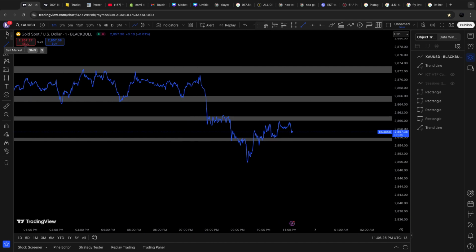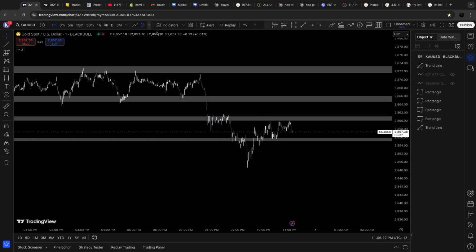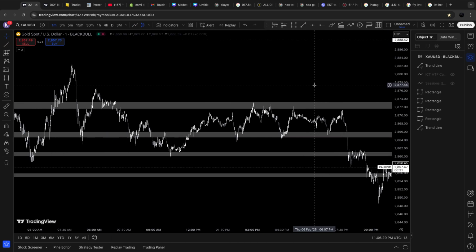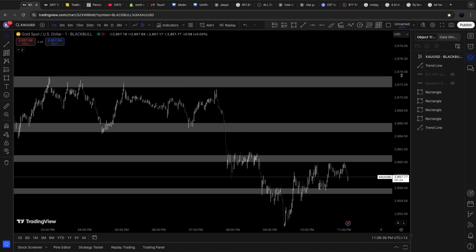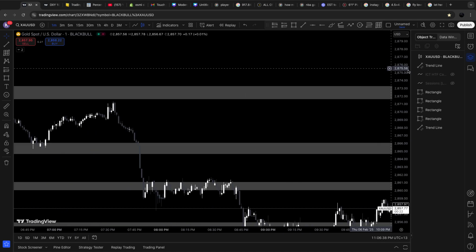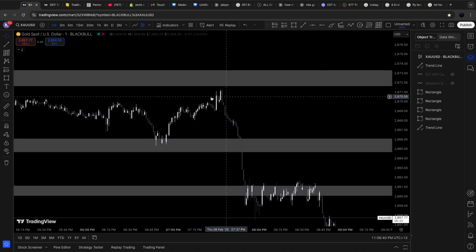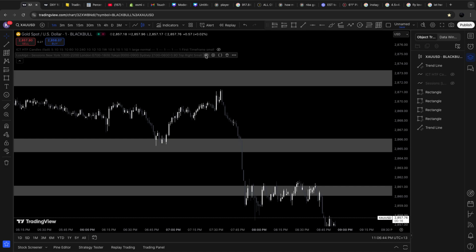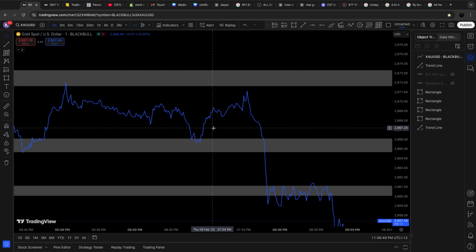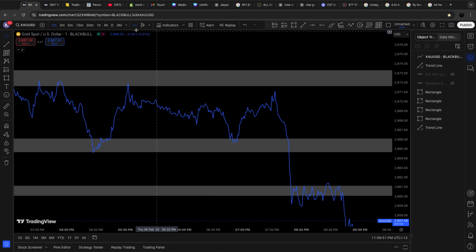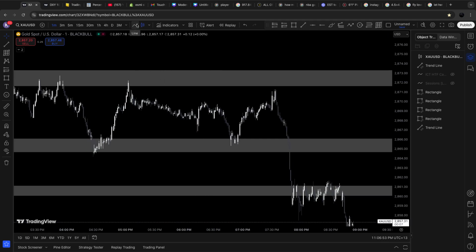Over here, I took a short somewhere. I deleted that. Where exactly was it? Oh yeah, it was here. I took a short here. We had an MSS on the DXY around 735. So if we go to the line chart, we had this. Was it here actually? Hold on, I'm bugging.